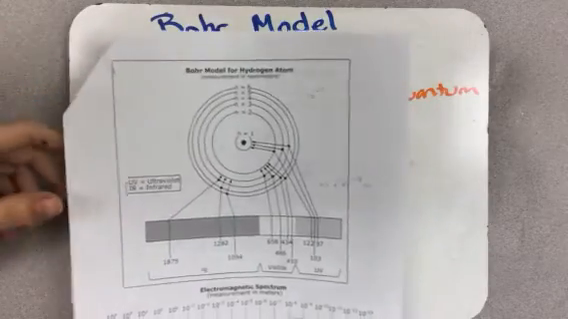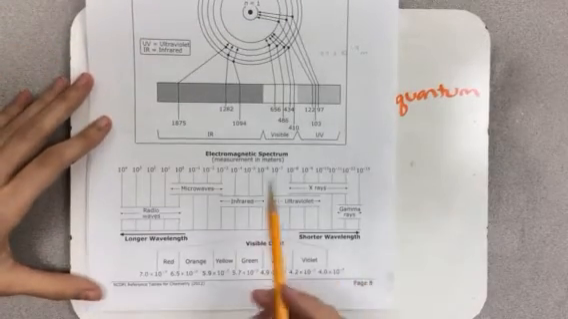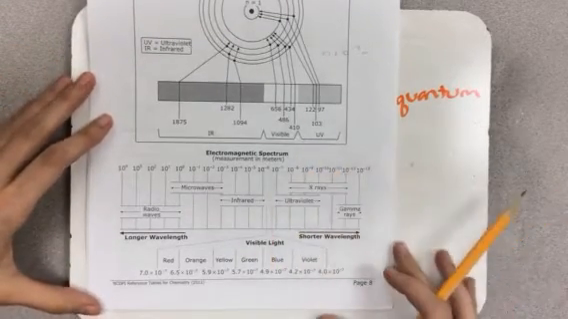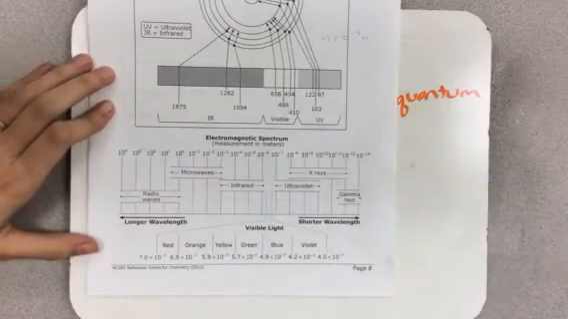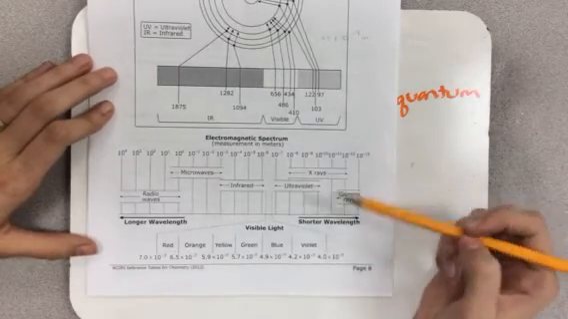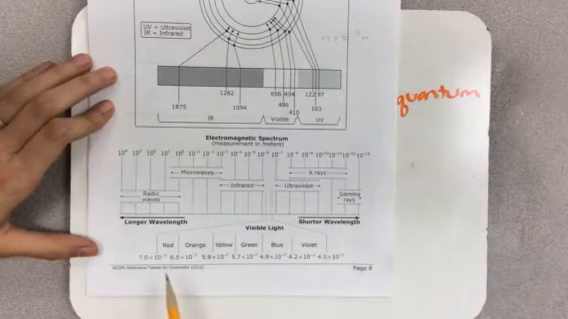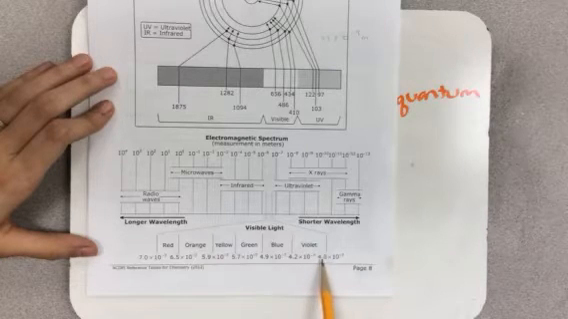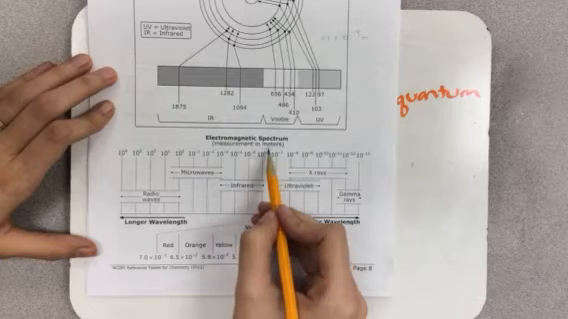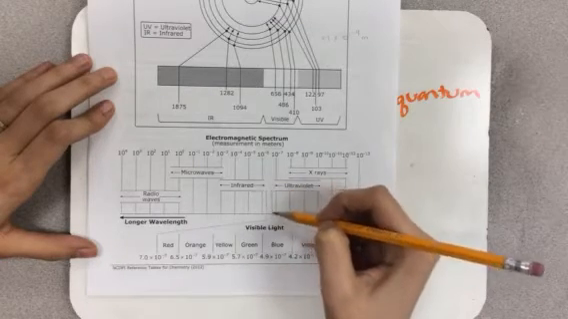In addition to the Bohr model, you also have an electromagnetic spectrum. Each of those wavelengths corresponds to a different type of radiation or a different type of light. Visible light is the light that we can see. These are the colors that we can see. Our visible light spectrum only goes from 4 times 10 to the negative 7 meters to 7 times 10 to the negative 7 meters. This is a very small range. Just right here is all that we can see.